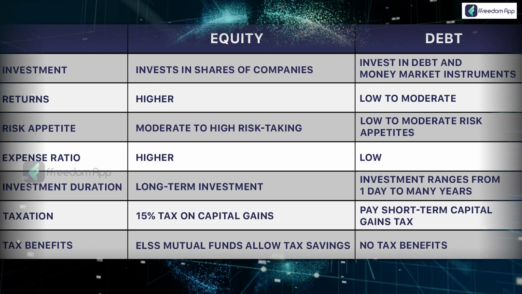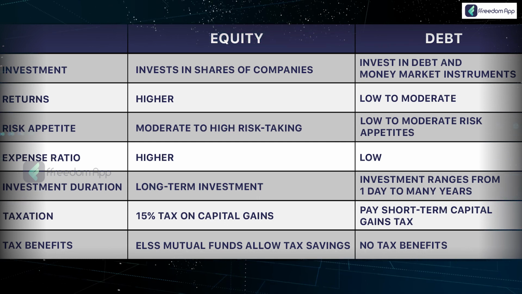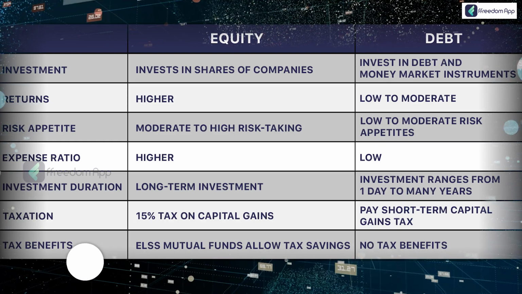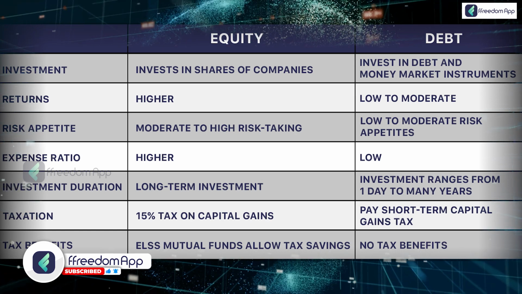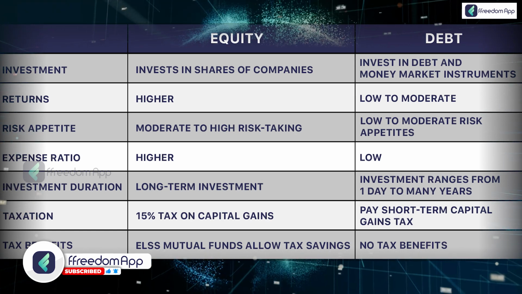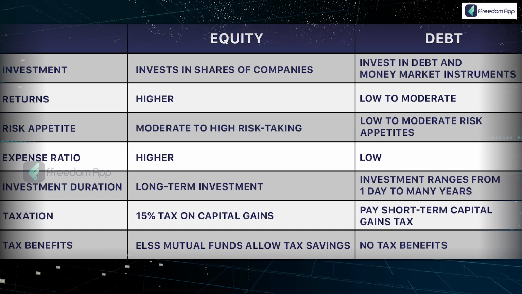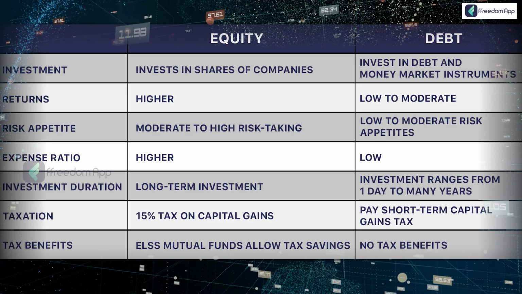The third difference comes in terms of risk appetite. While investors with moderately high to high risk taking capacities are advised to invest in equity funds, on the other hand, investors with low to moderate risk appetites can invest in debt funds. Now, when talking about expense ratio, the expense ratio of equity funds tends to be much higher as they are actively managed by the fund managers.